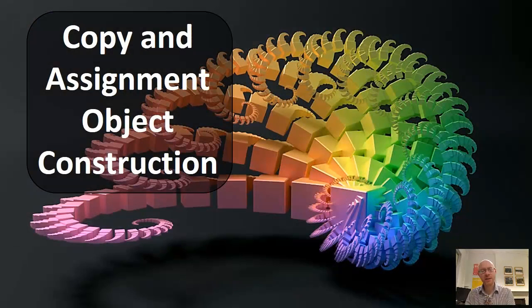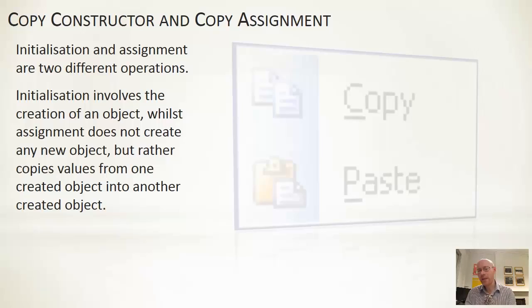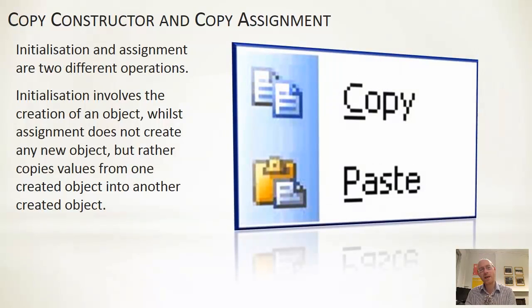Let's have a look then at copy first, move thereafter. A couple of different types or flavors of copy constructor. We have our basic copy constructor and also our copy assignment constructor. So we want to look at both of those. There's not a particularly major difference between them, I suppose. The difference between the copy constructor and the copy assignment constructor is very much the same difference you have between a copy and a paste.